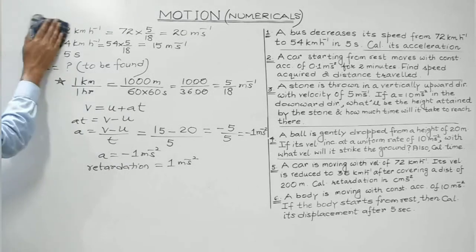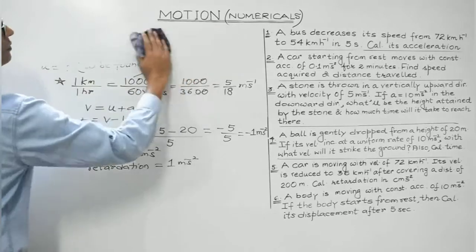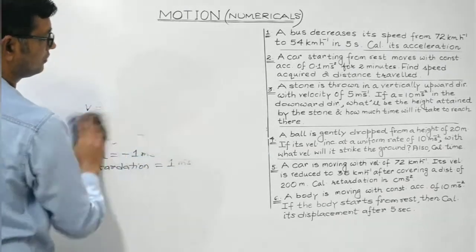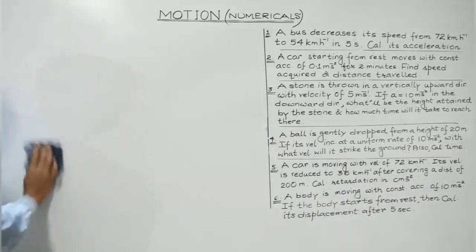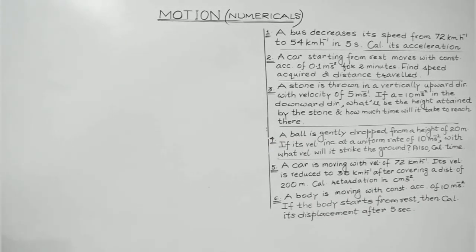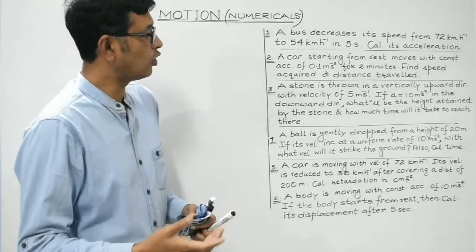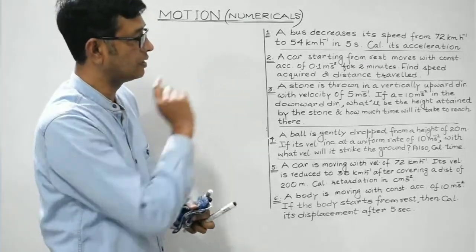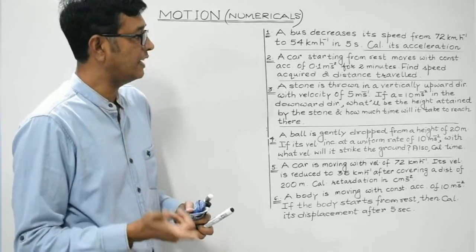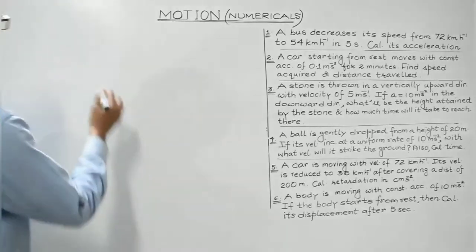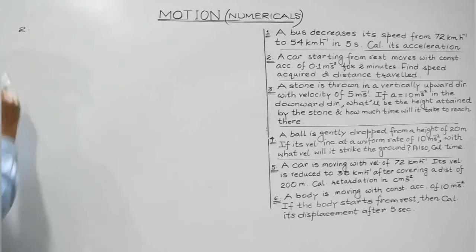So let's discuss the second question. Just concentrate on the second question, students. Second question is, a car starting from rest moves with constant acceleration of 0.1 meter per second square for 2 minutes. Find speed acquired and also the distance traveled. Right? So let's start with the second question.